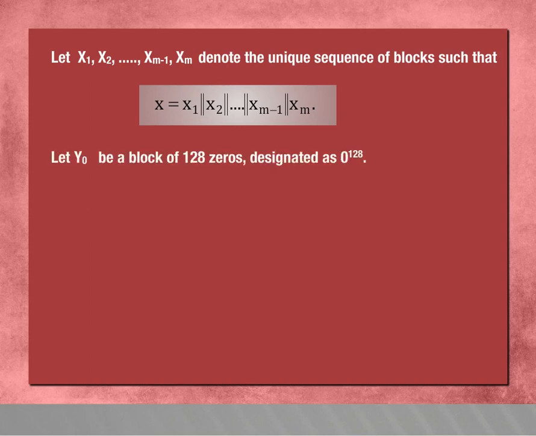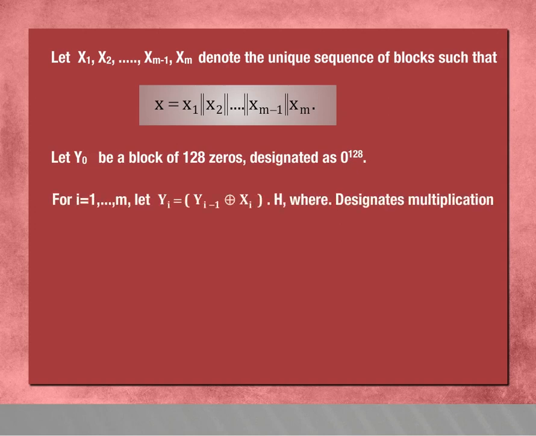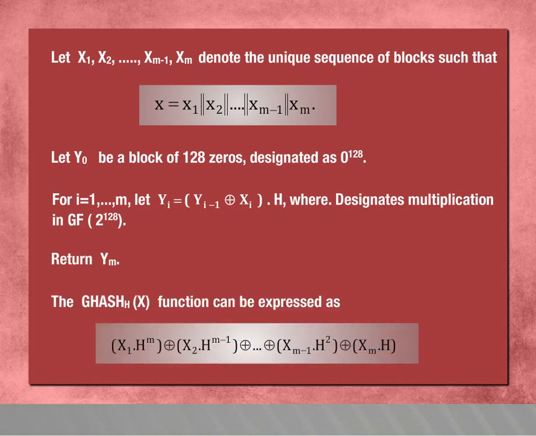Let Y0 be a block of 128 zeros, designated as 0^128. For i is equal to 1 and so on up to m, let Yi is equal to (Yi-1 XOR Xi) · H, where · designates multiplication in GF(2^128). Return Ym. The GHASH_H(X) function can be expressed as X1 · H^m XOR X2 · H^(m-1) XOR and so on up to Xm-1 · H^2 XOR Xm · H.